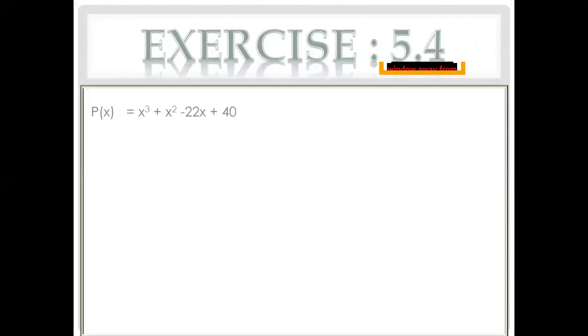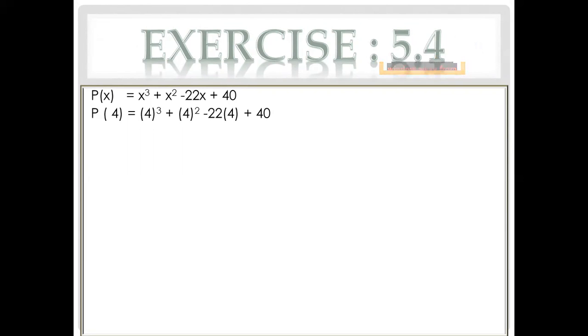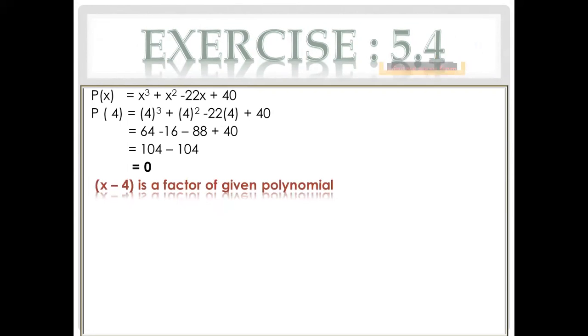We see that x cube plus x square minus 22x plus 40. Now we replace each x with 4. 4 cube plus 4 square minus 22 into 4 plus 40. When you calculate all the numbers after the simplification, the remainder is 0. It means that x minus 4 is a factor of the given polynomial.